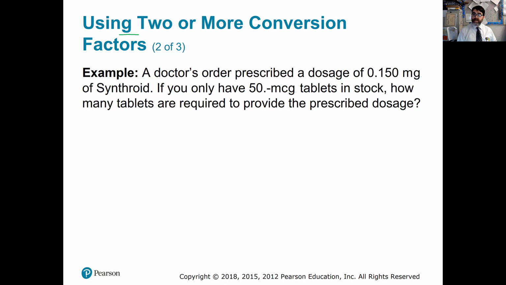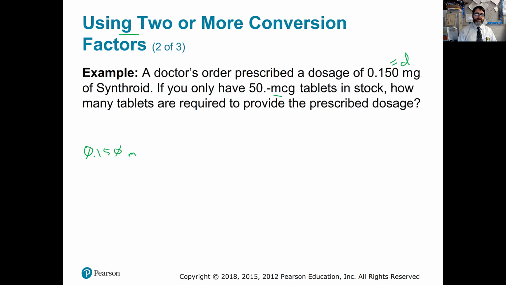A doctor's prescribed a dosage of 0.15 milligrams, so I'm going to label that as dosage of Synthroid. Anyway, it doesn't matter. If you have only 50 microgram tablets in stock, how many tablets do you need? So here we're given 2 numbers to begin with, and we're going to have to decide which of these is the one we want. So this one here is the dosage, and that's what I'm going to start with. It's also the first number given to me, which makes it more likely that it's the number I want.